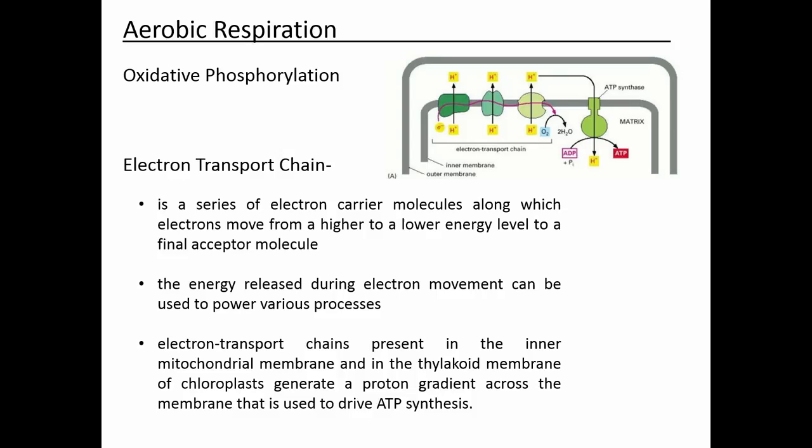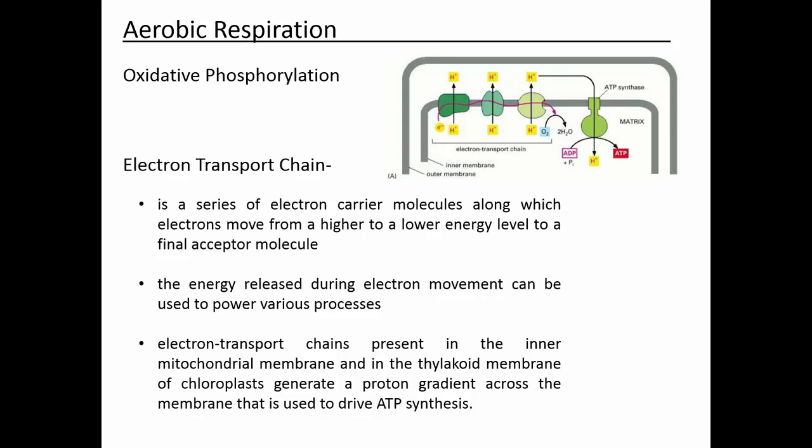As electrons are being passed from component to component, they're losing energy. The electrons give up energy during this electron flow, and the energy that's released during this movement can be used to power different things. During this process, it's specifically used to power the pumping of hydrogen ions.